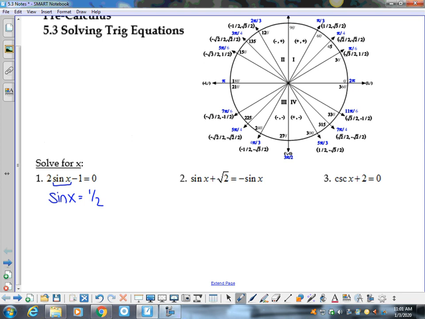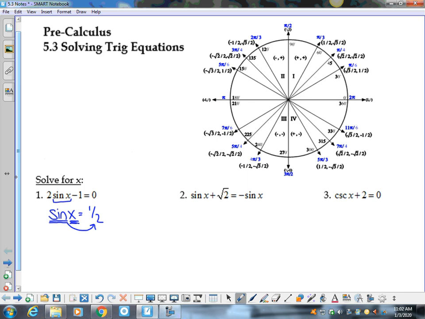So what this is asking is, what angle so that when I take sine of that angle, I get a 1/2. So I need to look on my unit circle for where sine of some place is a positive 1/2. And that's going to happen there and there. So those are the only two places on my unit circle where sine of that particular angle, or any angle in that unit circle, is a positive 1/2.